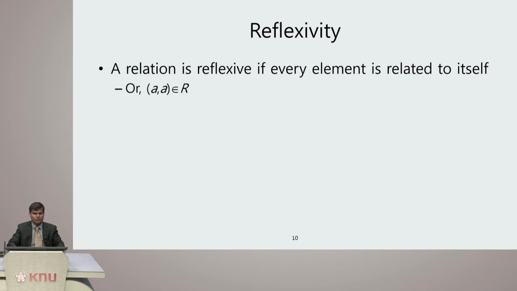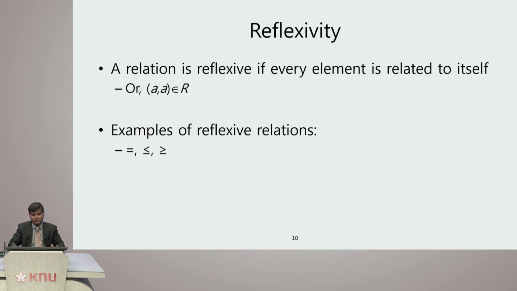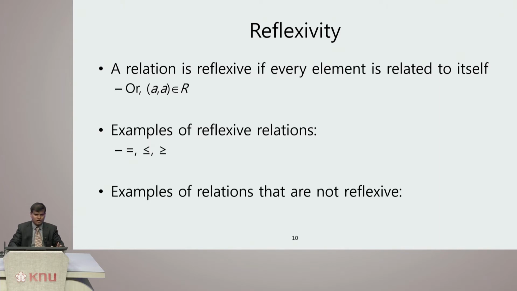So (a, a) is an element of the relation. Let's see an example of this relation. a equals a is some kind of statement. So the equal to sign, less than or equal to sign, and greater than or equal to sign represent this reflexive relation. As we study reflexive relations, let's also think about what is not reflexive. Examples of not reflexive would be greater than and less than.